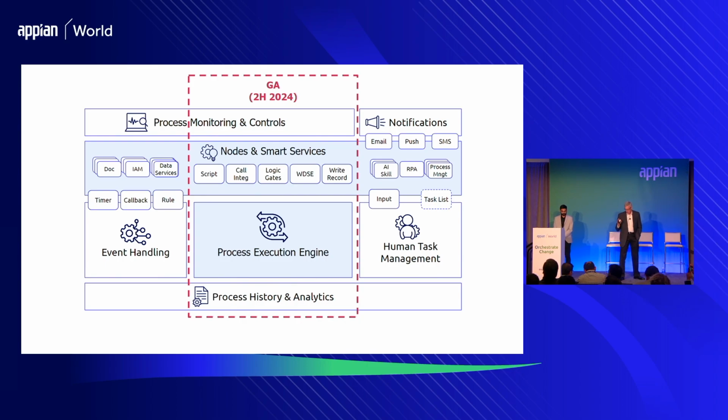We're providing a new process execution engine. We're providing a tailored set of nodes and smart services that are particularly needed in these high-scale, high-throughput processes. But we're also providing process monitoring and controls, kind of like Tejas showed the initial mock-ups of that, and also a modicum of process history. But we don't intend to stop there, okay?